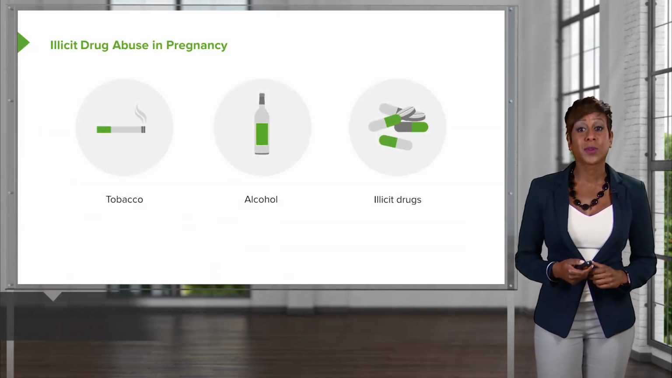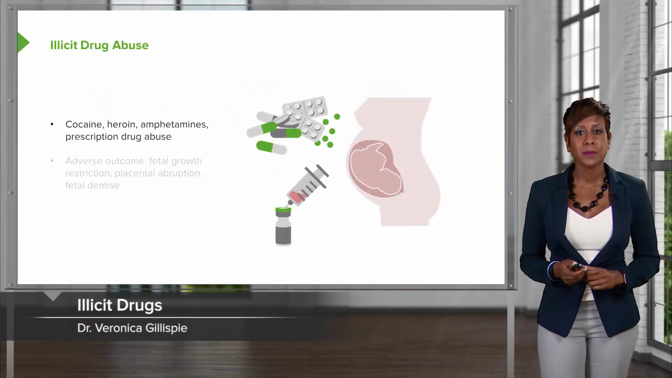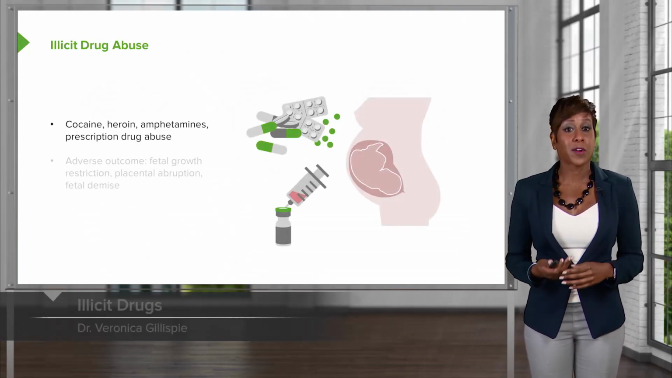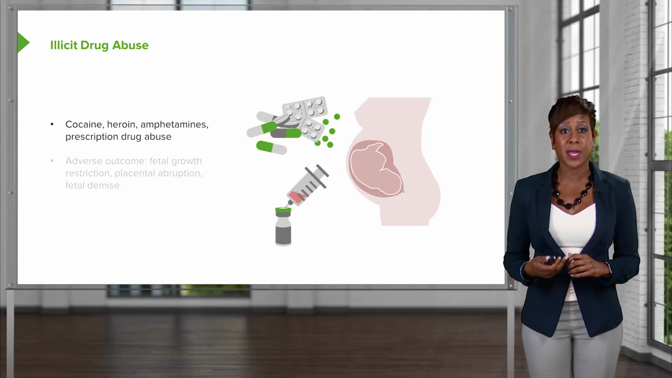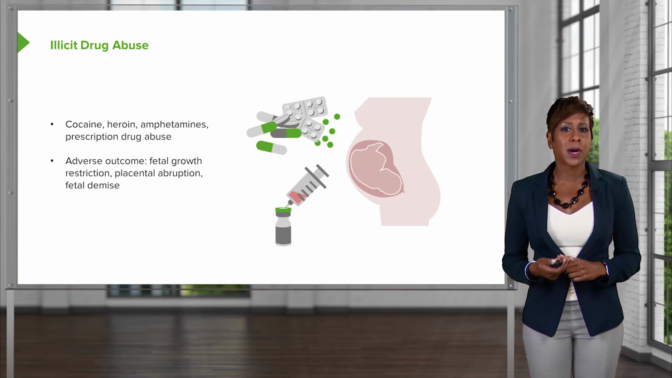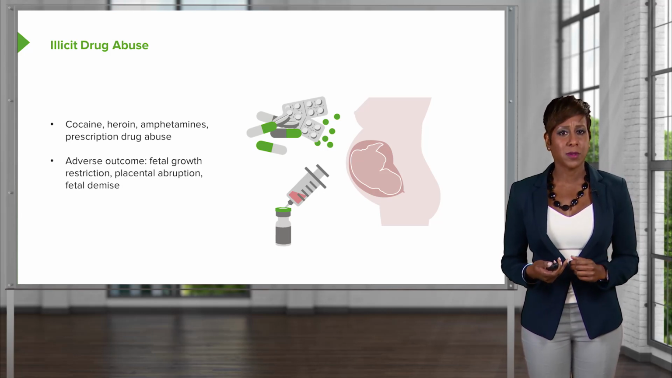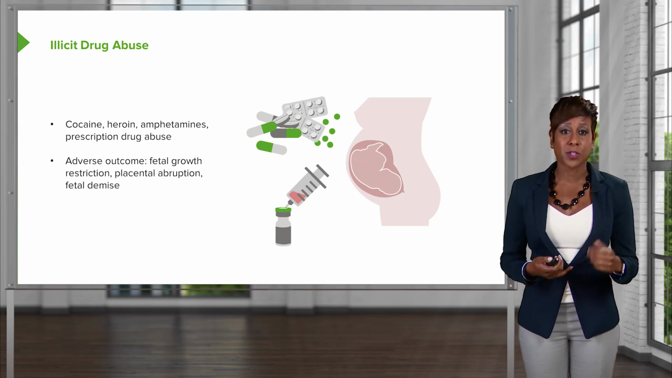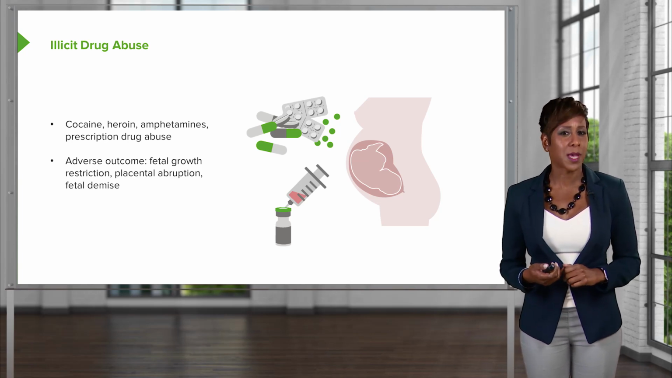Okay, so moving on to illicit drugs in pregnancy. Some of the ones that we think of are cocaine, heroin, amphetamine, and prescription drug abuse. There are several different adverse outcomes that can happen with any of these when they're used in pregnancy. Fetal growth restriction, placental abruption, and fetal demise are the most common.